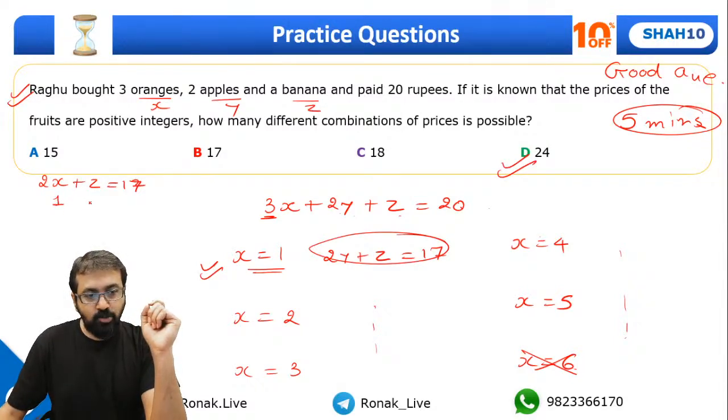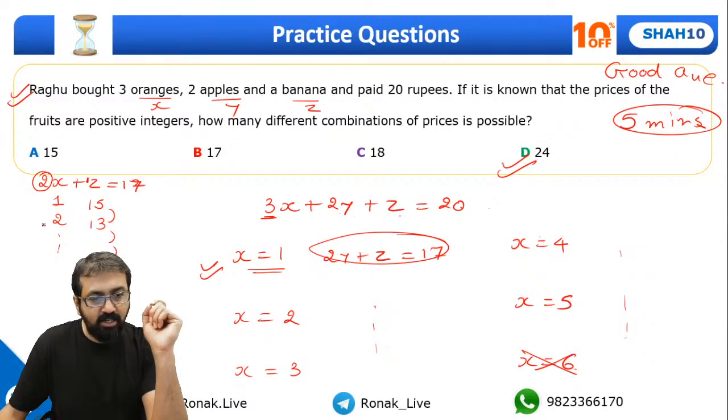So if I take Y as 1, Z will be 15. Then if I take Y as 2, Z will be 13, and so on and so forth. See, the coefficient over here is 2, so this price will change by 2. The coefficient over here is 1, so this price will change by 1. Can I say this will go up to 8, because 2 into 8 is 16 and Z will come out to be 1 in that case? So can I say I got 8 solutions?